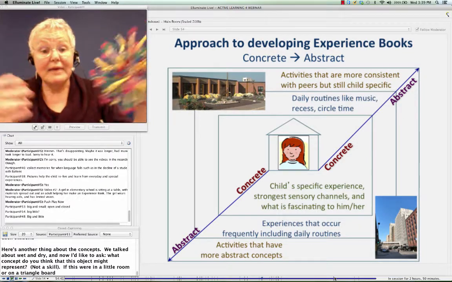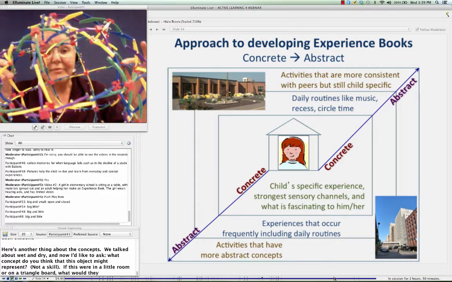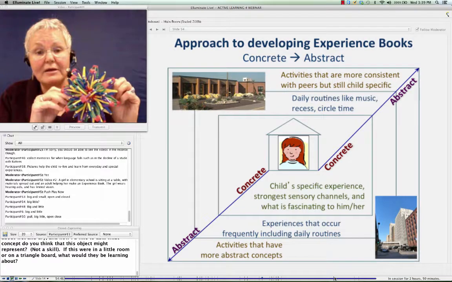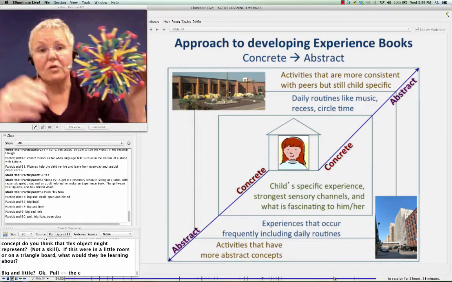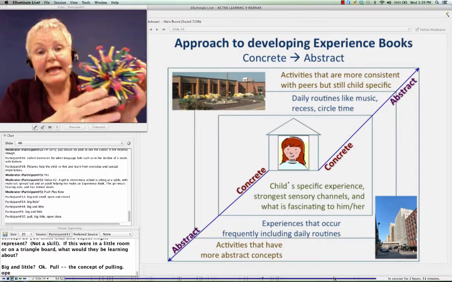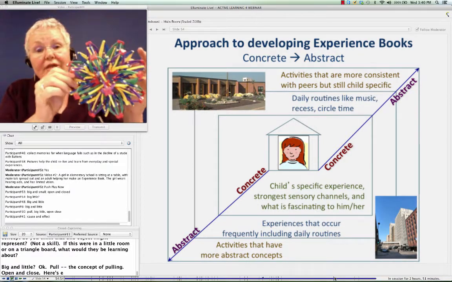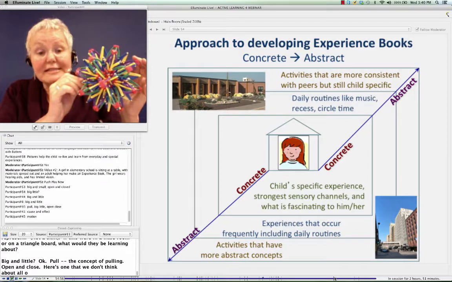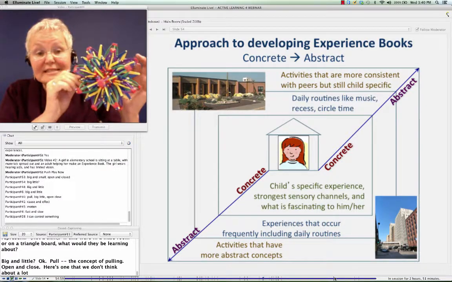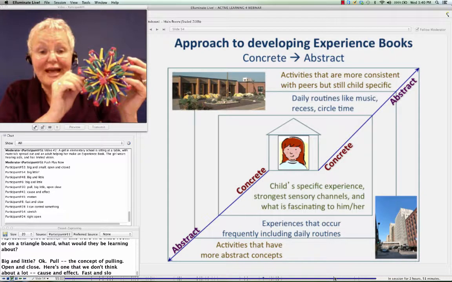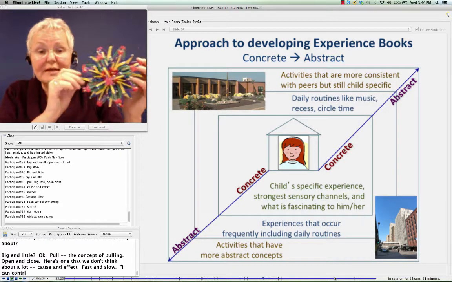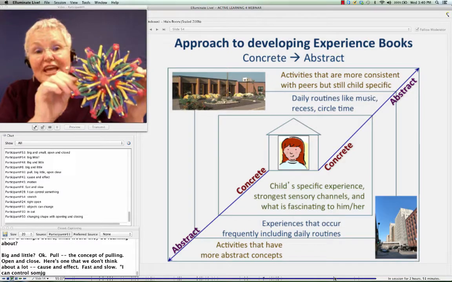Big and little. We can make it big, we can make it little. Pull, the concept of pulling, open and close. And here's one that we don't think about a lot: cause and effect, fast and slow, good. I can control something, good one. Stretch, tight, open. Objects can change their shape.